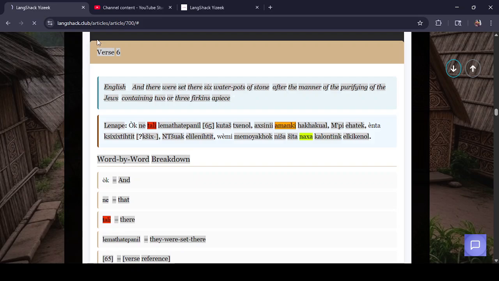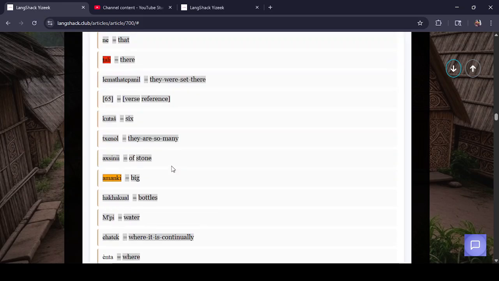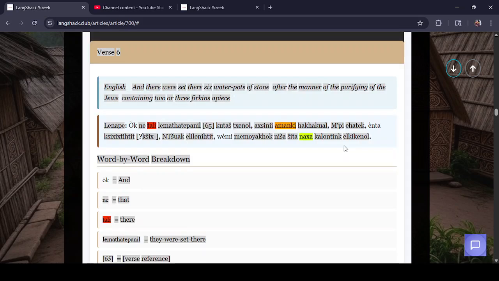After the manner of purifying. I might have messed up some of this text when I was formatting into this thing. After the manner of purifying of the containing 2 or 3 firkins apiece. Every Memo Yaktok. Each one. Oh, each. Oh, Mama Yo. Mama Yo. Mama Yo. Yo Coke. Okay. So, and in there, they were set.